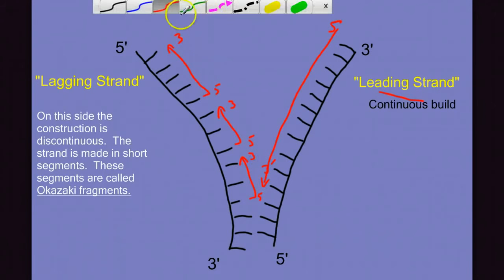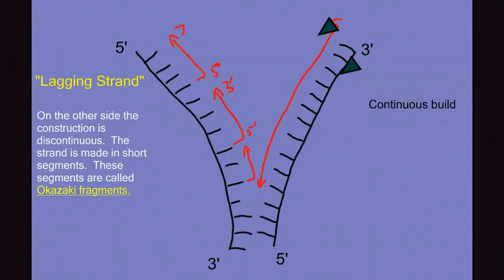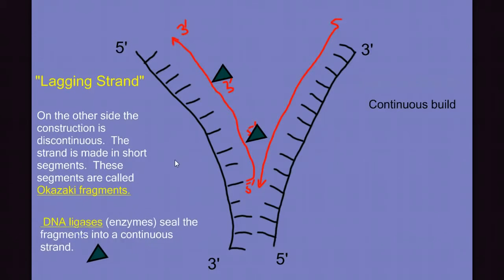You can also see that there are gaps between these fragments that we need to fill here and here. The enzyme that ties the Okazaki fragments together is called DNA ligase. To ligate means to tie together, and that's what these enzymes do. They fill in these gaps between the Okazaki fragments, attaching the sugar to phosphate backbone into a continuous strand.